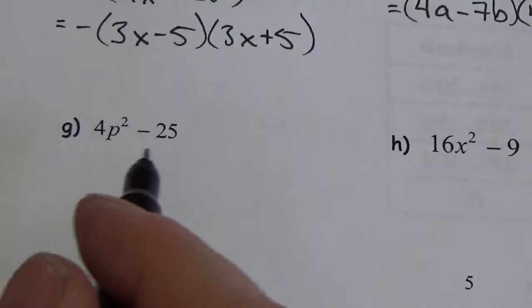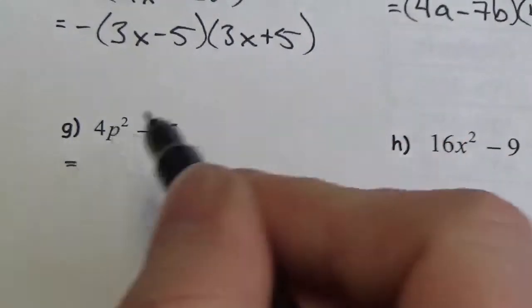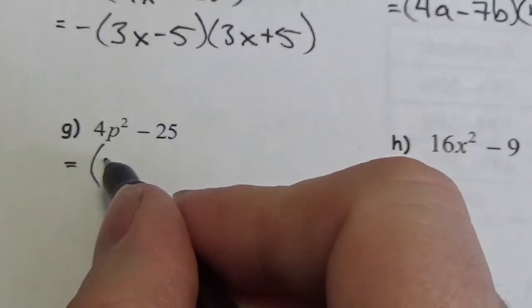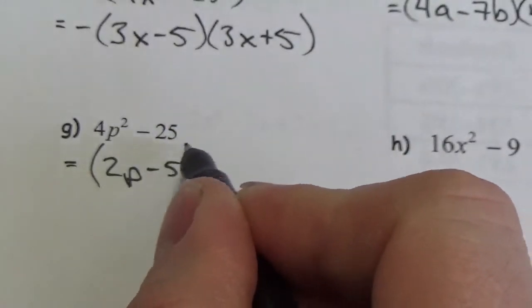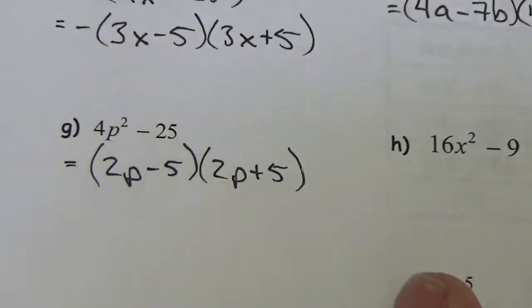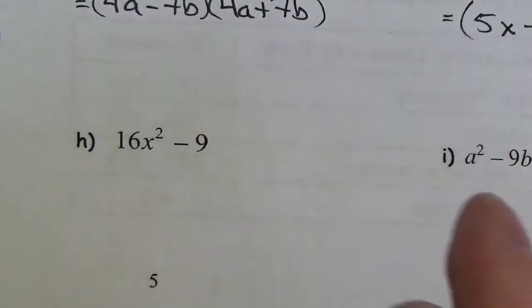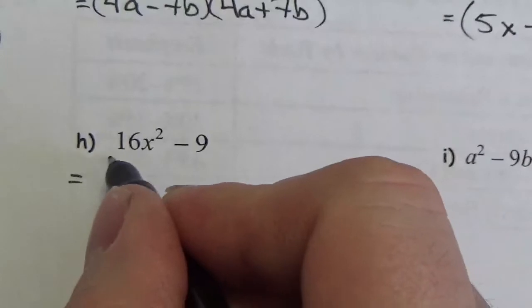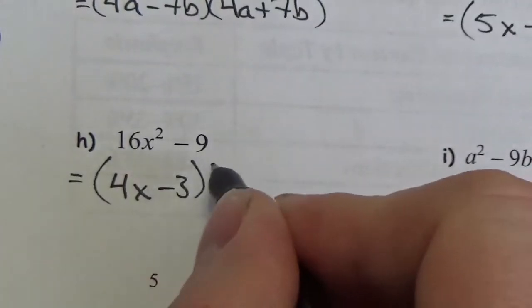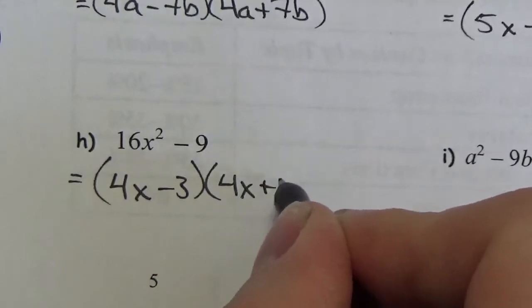Okay, 4p squared minus 25. Again, here's another one where those are comfortable numbers to be working with. So the square root will be 2p minus 5, 2p plus 5. Here, the square root will be 4x minus 3, 4x plus 3.